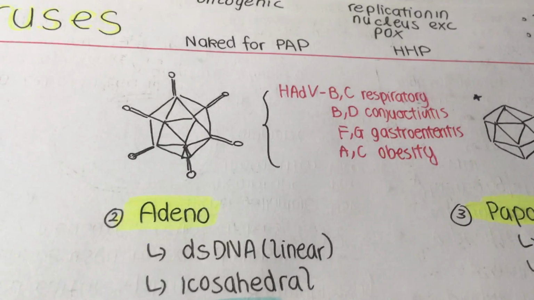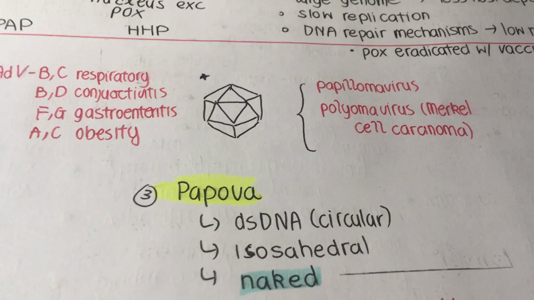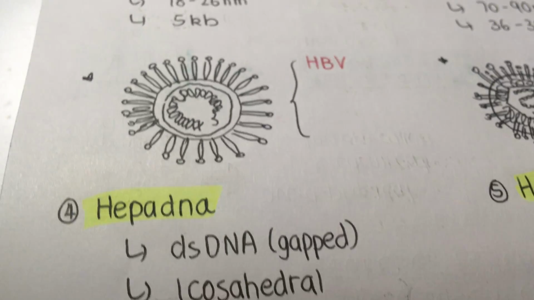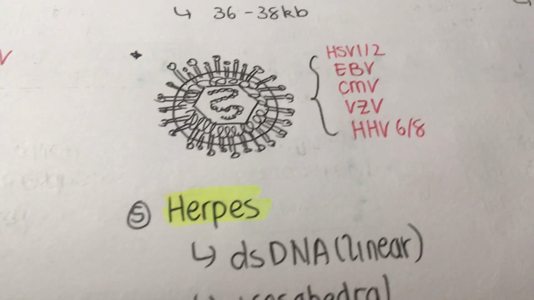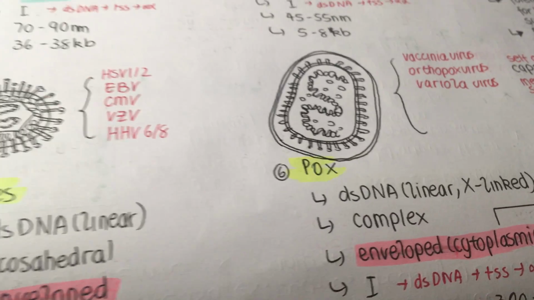And just to refresh, the DNA viruses include parvovirus, adenovirus, papovavirus, including HPV, hepadnavirus, which includes hepatitis B, herpes, and pox, which includes vaccinia.